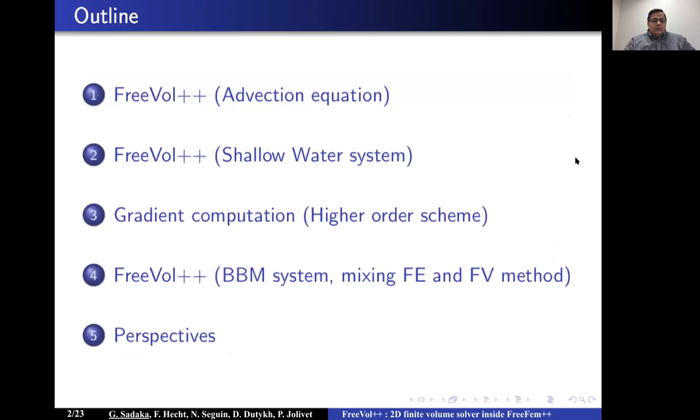So I will put some examples about FreeVol using the advection equation, the shallow water system, how to compute the gradient for higher order schemes, and how to mix finite element and finite volume.